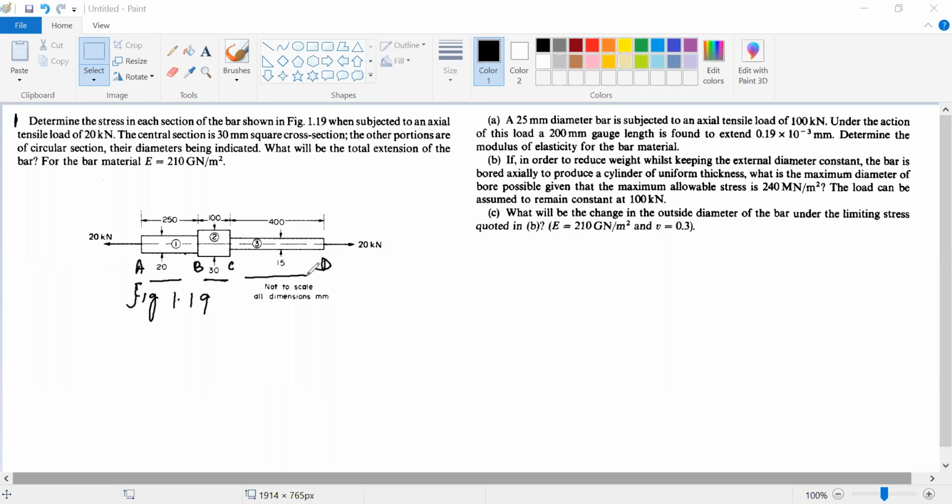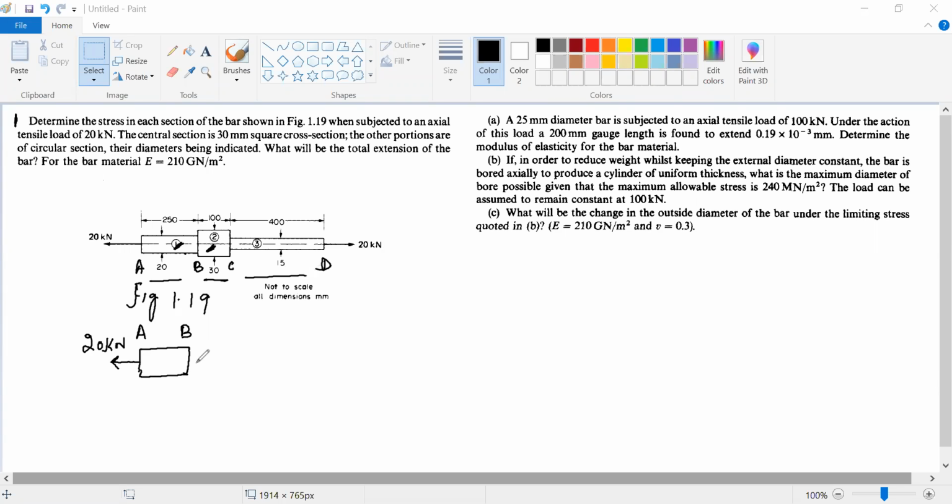So what we will do, we'll go ahead with the same procedure as in the previous question. Let me take section AB, this is A and this is B. I'm having a load of 20 kilonewton acting. Again, for equilibrium purposes, this portion is in equilibrium with this portion.